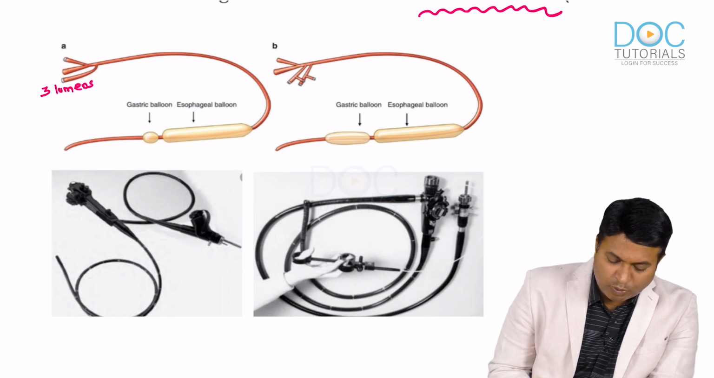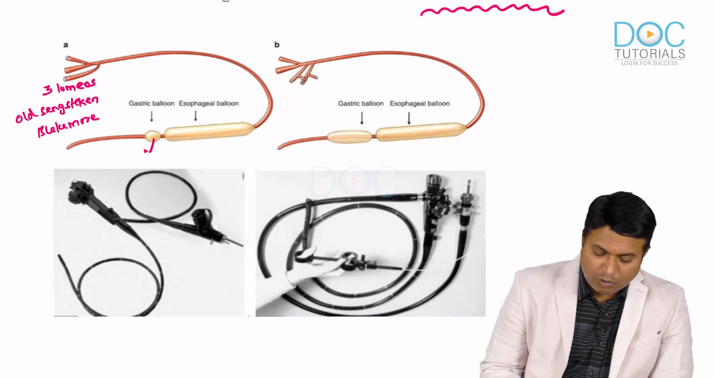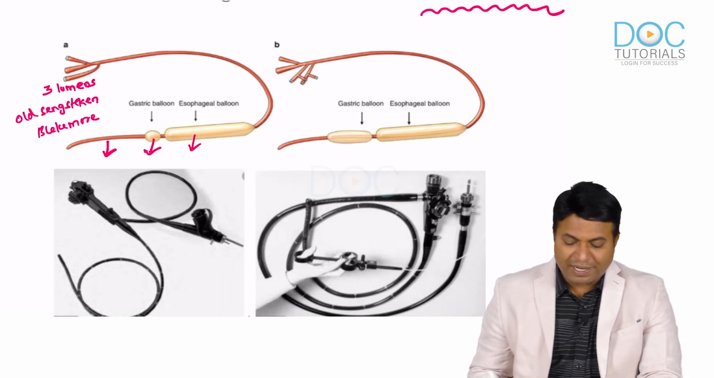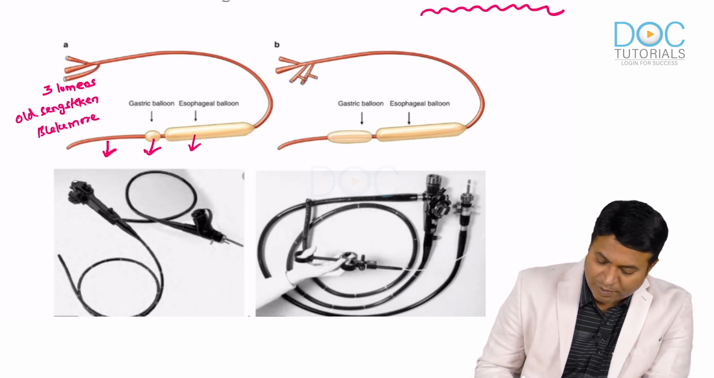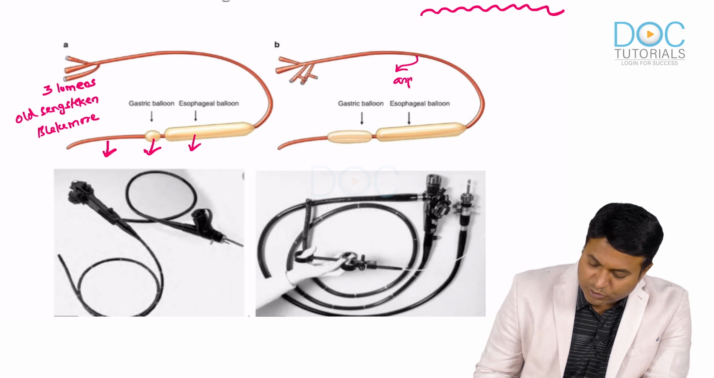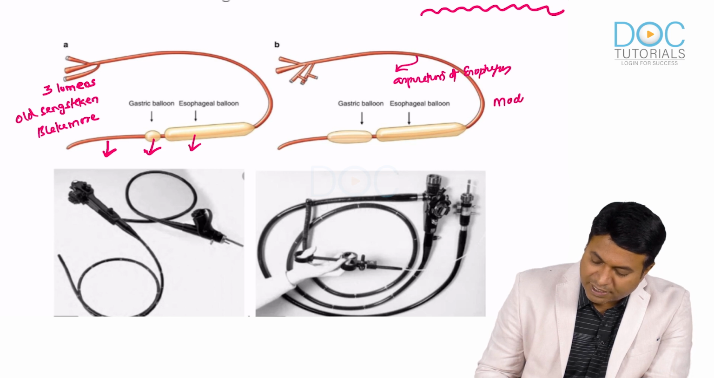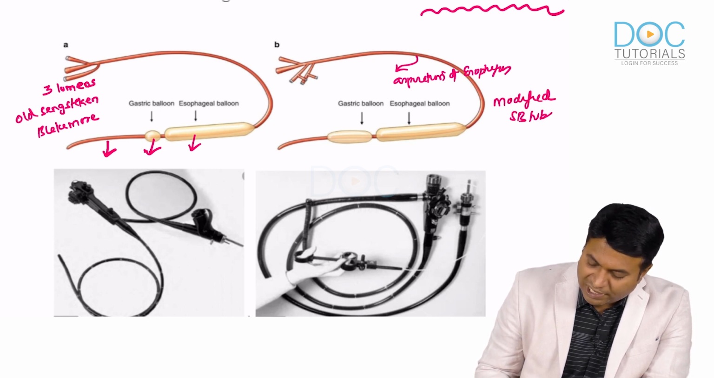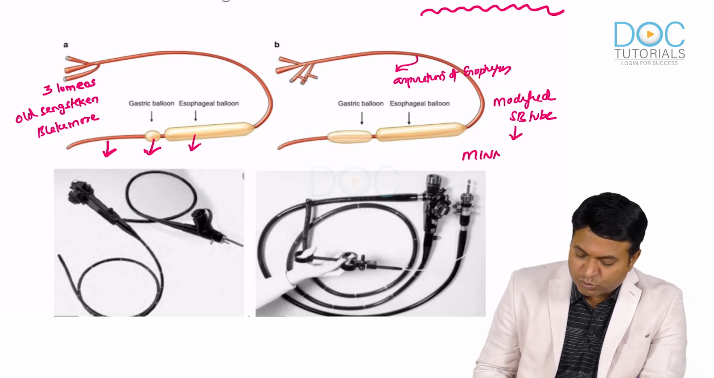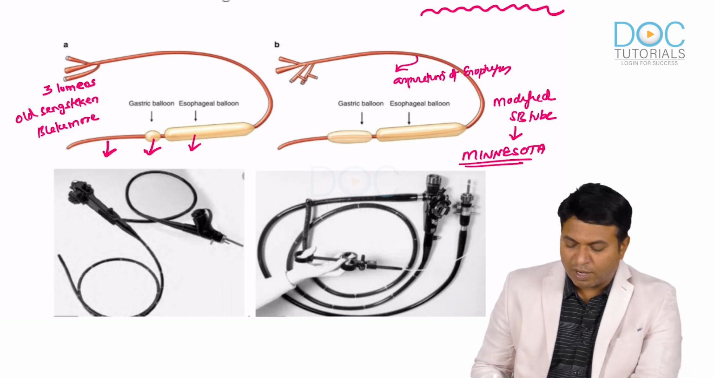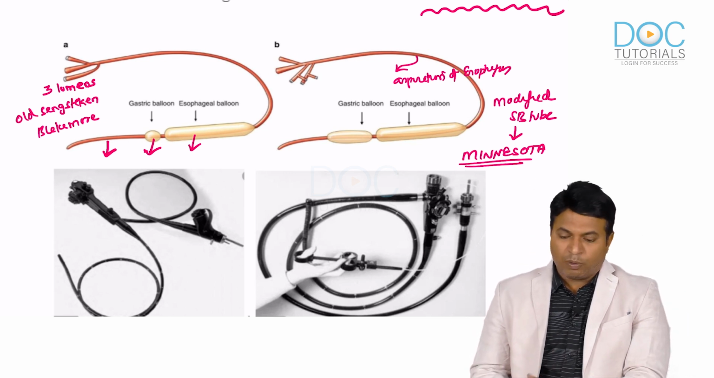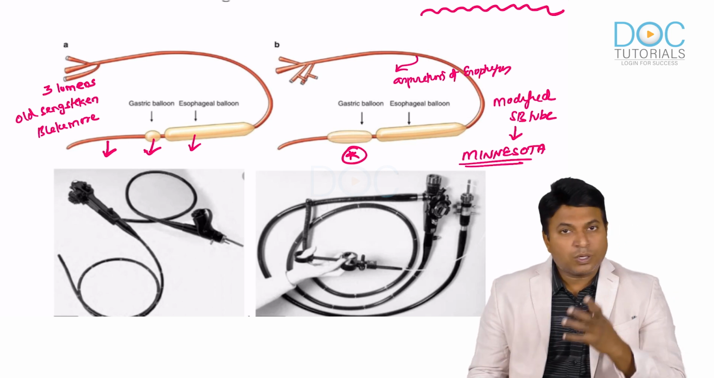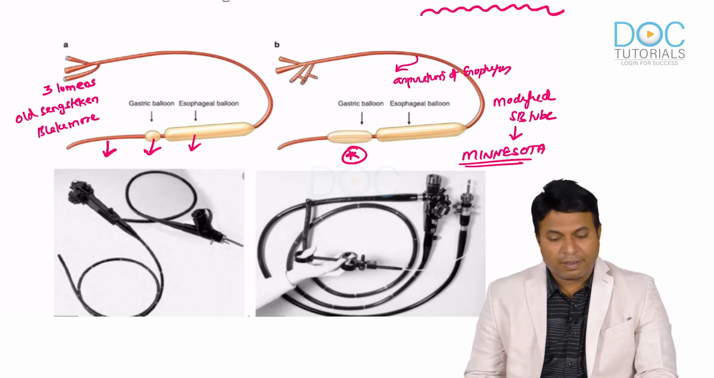This is an old type of tube known as the old Sengstaken-Blakemore tube, which had only 3 lumens. One is to inflate the gastric balloon, one to inflate the esophageal balloon, and one to aspirate the stomach. The new tube has 4 lumens, which include an additional aspiration of the esophagus. This is called the modified Sengstaken-Blakemore tube. The actual name of the modified Sengstaken-Blakemore tube is the Minnesota tube, which is commonly available now. In practice, we use this tube to arrest bleeding from esophageal varices by tamponade effect.